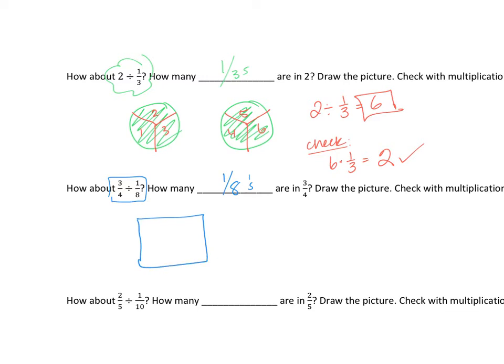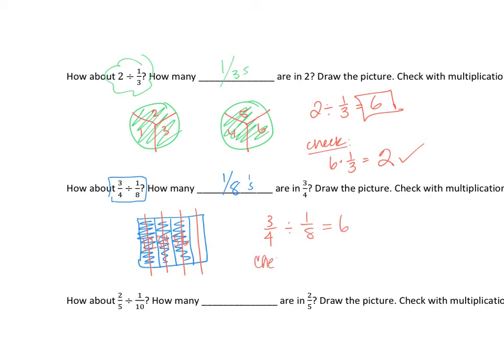So if I'm looking at 3/4, so there's 1/4, 2/4, 3/4. I want to know how many 8ths are in there. Well, if I have 4ths and I want to turn those into 8ths, that means I really just have to split each of those in half. So I'm going to split those in half. And so I have 8ths now. And so how many 8ths do I have? Well, I have 1, 2, 3, 4, 5, 6. So it looks like 3/4 divided by 1/8 is equal to 6.